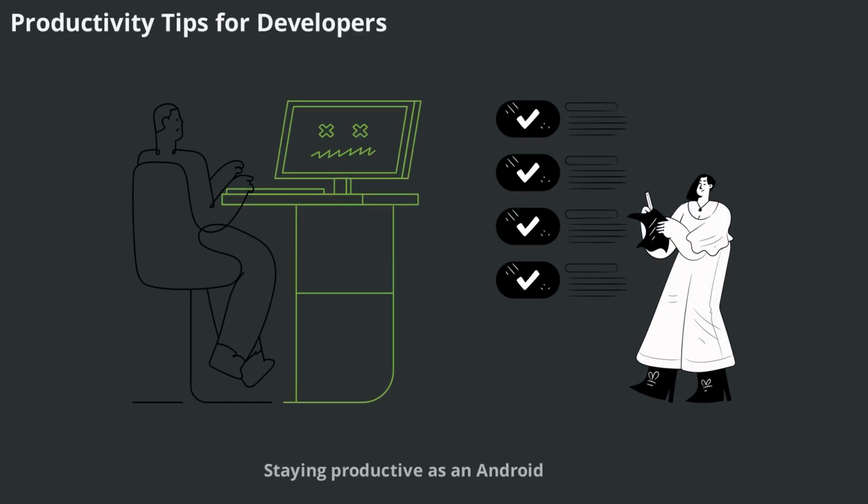Staying productive as an Android developer requires effective tools and strategies. Interviewers may ask about your workflow and how you manage tasks. Using tools like task lists, version control, and automated testing helps streamline development. Sharing productivity tips demonstrates your commitment to continuous improvement.